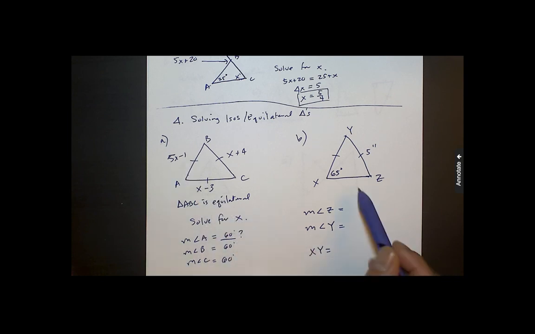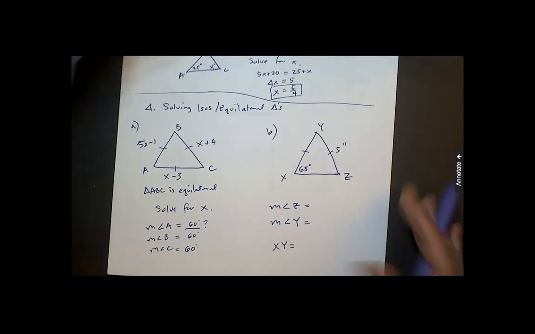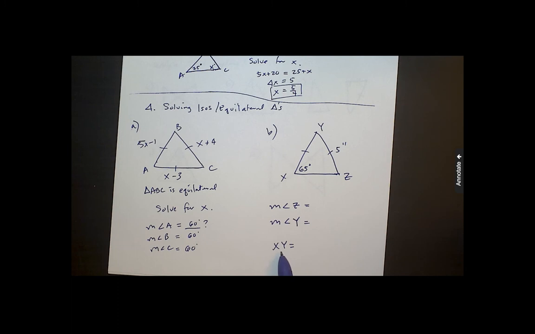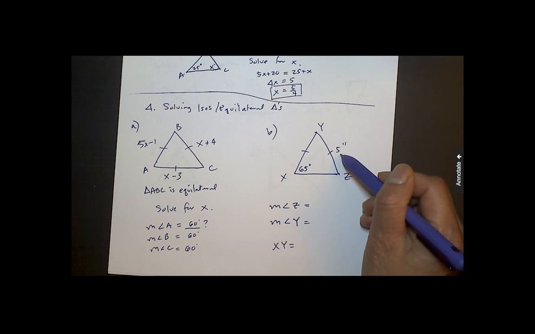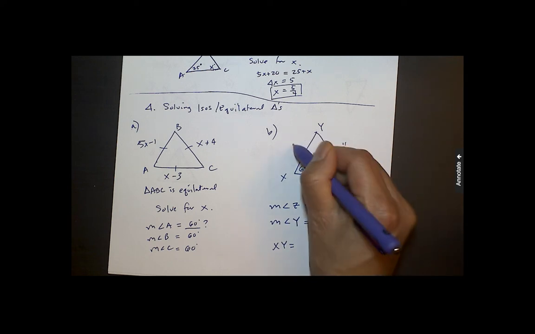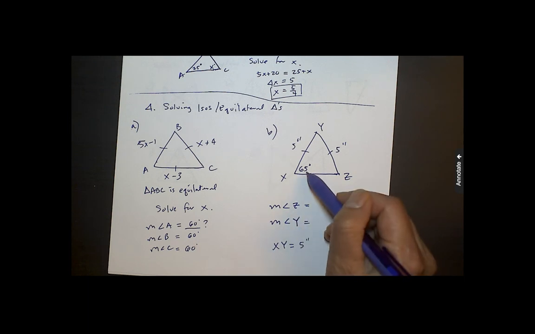Okay. Now we have an isosceles triangle, and we're asked a couple different things. What is the length of XY? Well, these two sides are congruent. So if this side measures 5 inches, this must also be 5 inches because those sides are congruent. So XY is equal to 5 inches. What is the measure of angle Z and the measure of angle Y? Well, the measure of angle X is given to us as 65 degrees.